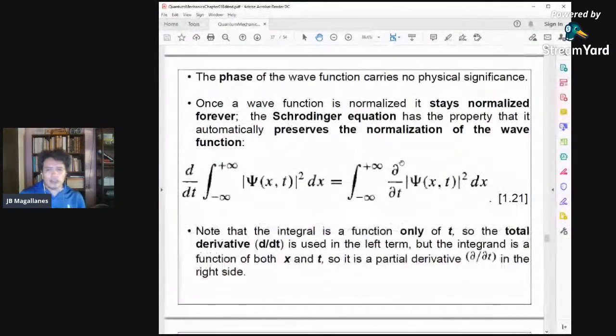Once a wave function is normalized, it stays normalized forever. The Schrodinger equation has the property that when a wave function is normalized, and again, the wave function comes from the Schrodinger equation, it stays normalized for as long as it exists. We should be able to prove that, and as we go through the slides, we'll see why it is preserved.